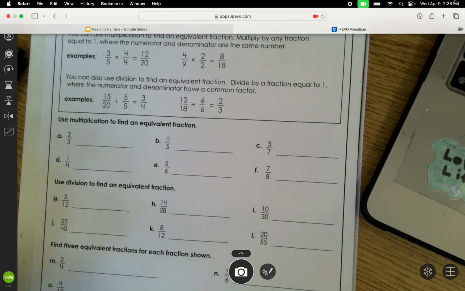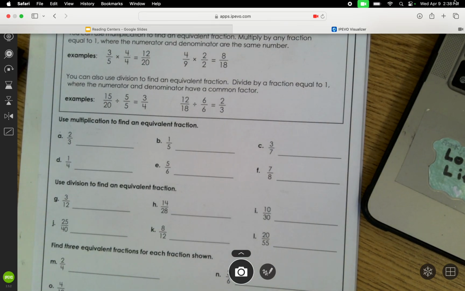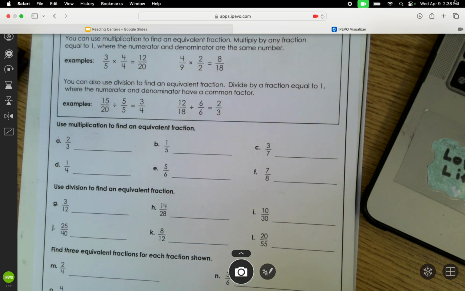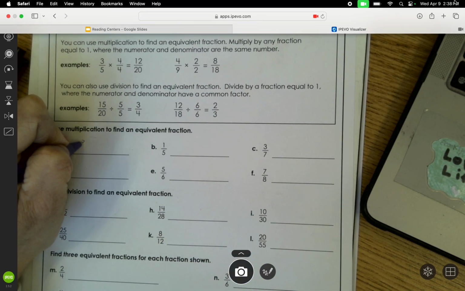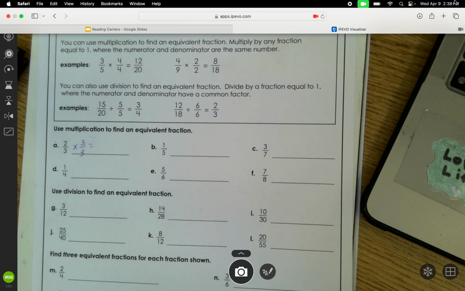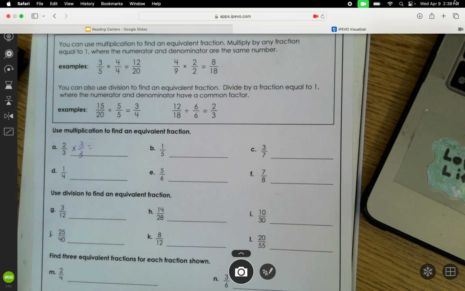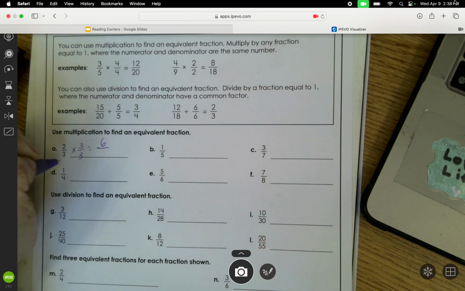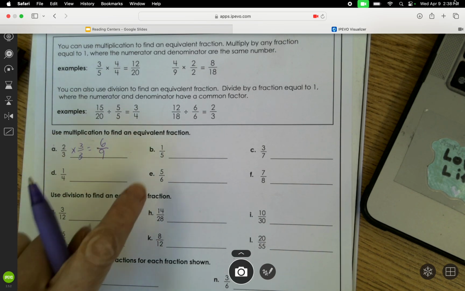So, A. The instructions say use multiplication to find an equivalent fraction. Sure, all I have to do is multiply 2/3 by a fraction equivalent to 1. So I could pick any number here. I can do 3/3 and just multiply straight across. When we multiply the numerators together and the denominators together. So 2 times 3, 2, 4, 6. 3 times 3, 3, 6, 9. 6/9, okay?